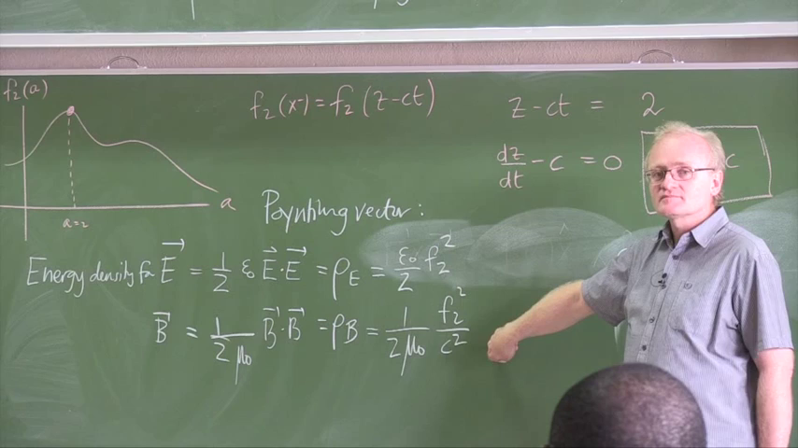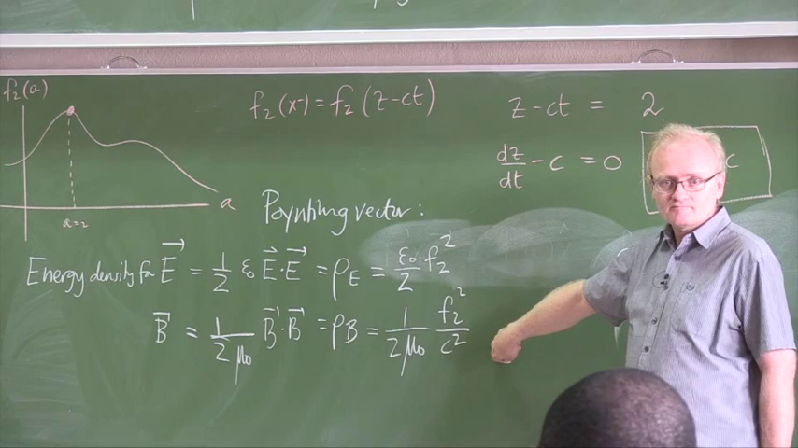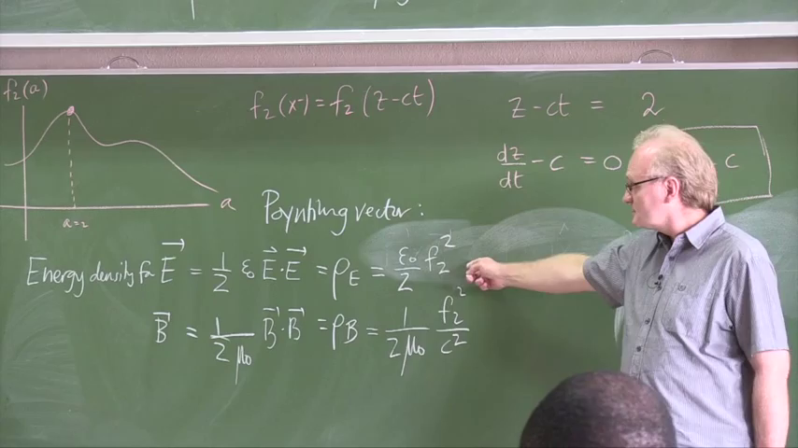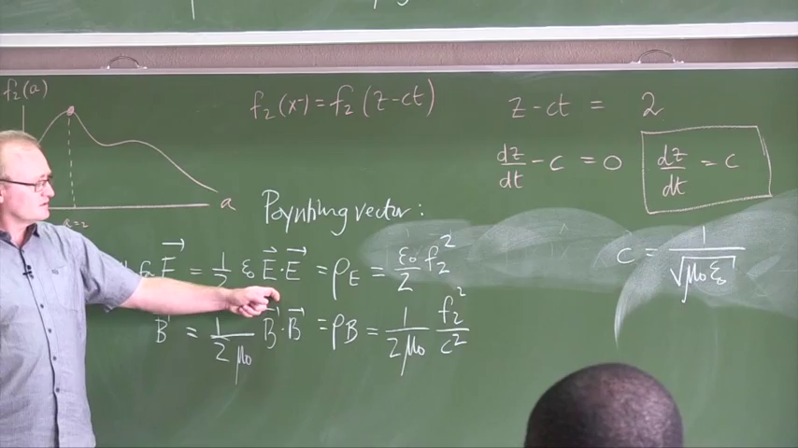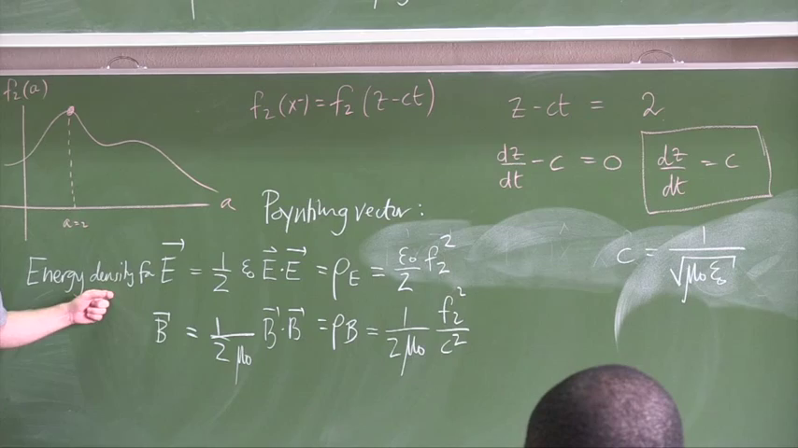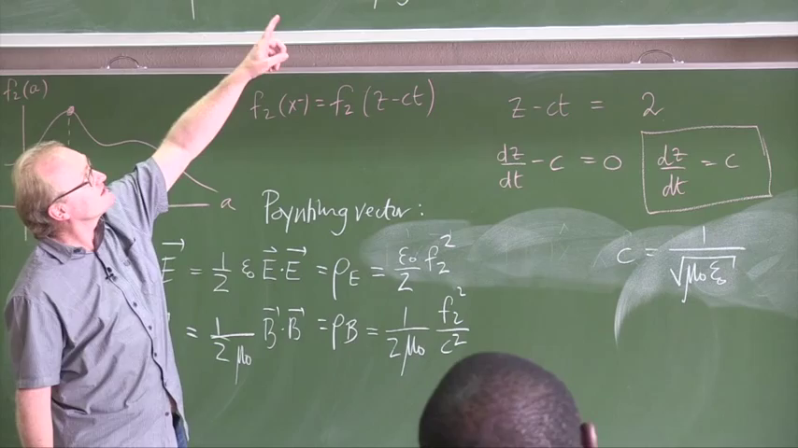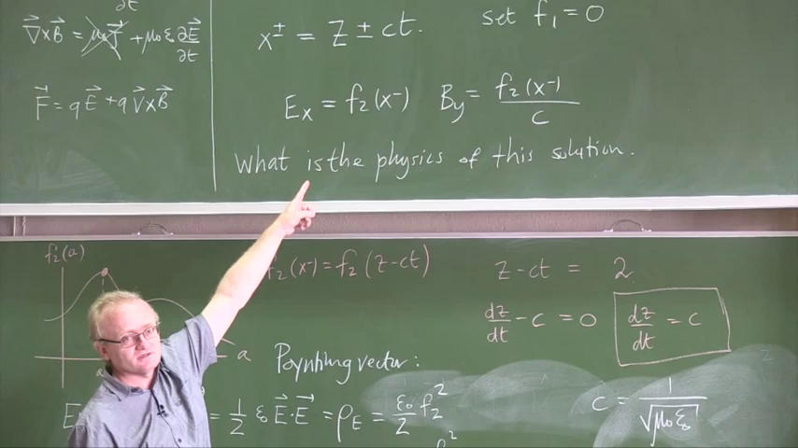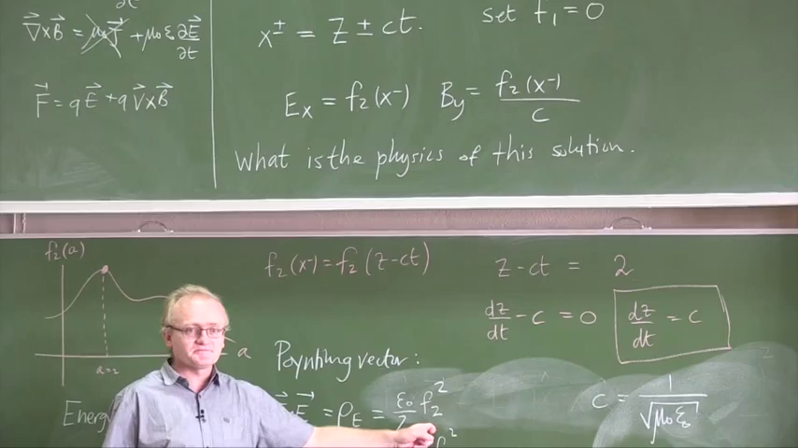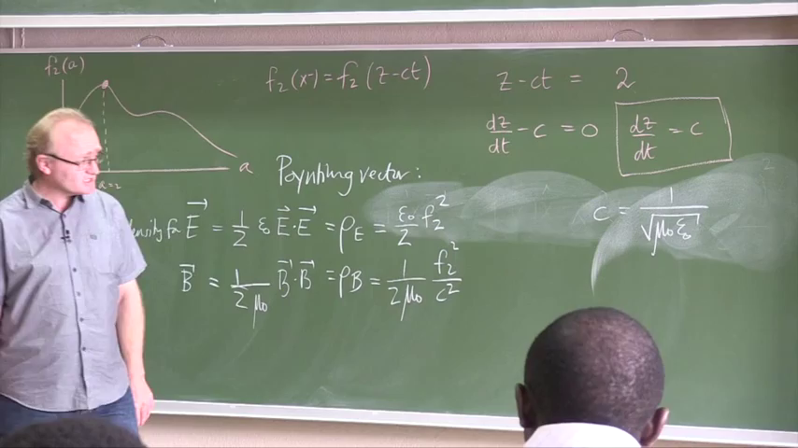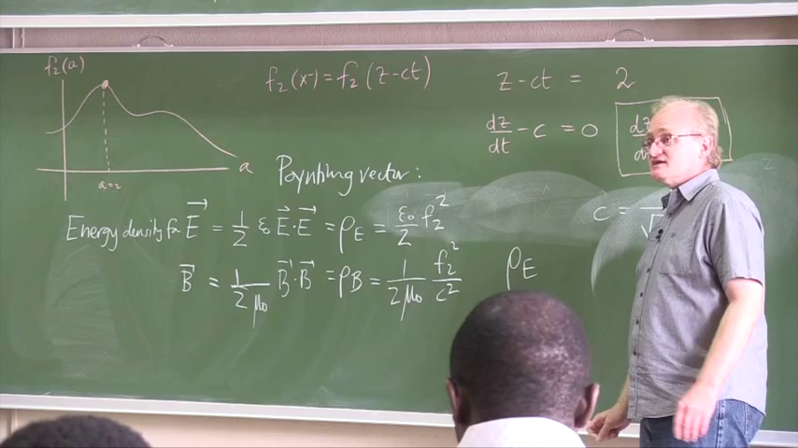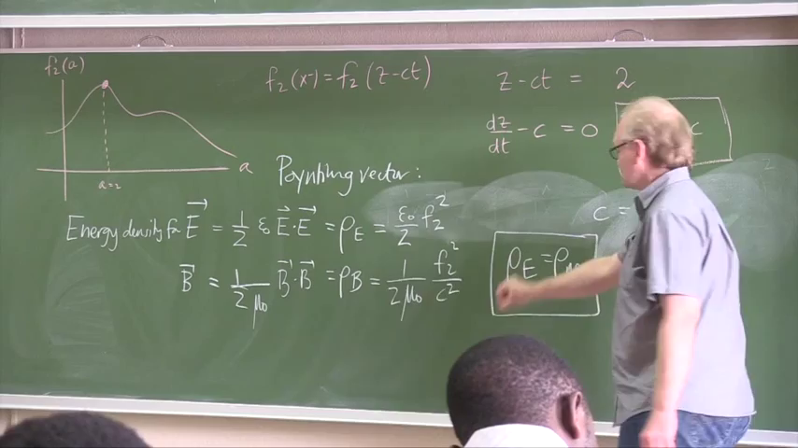Did everyone get that? Rho is just the energy density. Remember before we calculated the energy density and we found it was this value? So the 1 half epsilon naught is just sitting there, and then we want E dot E. E is EX X hat, and EX is F2. So F2 X hat dotted F2 X hat is F2 squared. Happy with that? And the same thing then for the magnetic field. So what we learn is the energy density carried by the magnetic field is equal to the energy density carried by the electric field for light. Those two fields carry the same energy density. Good.